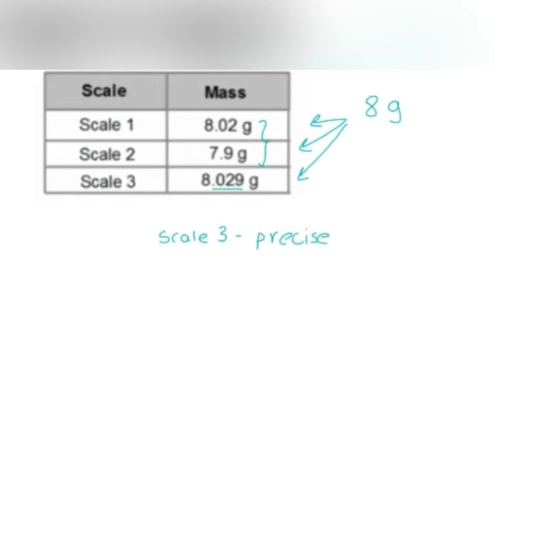And to find the most accurate measurement, we look for the measurement that's closest to the original. In this example, it is 7.9. It's scale 2, so scale 2 is going to be the most accurate. It's the closest to the original number, which is 8, and it has the least number of decimal digits.